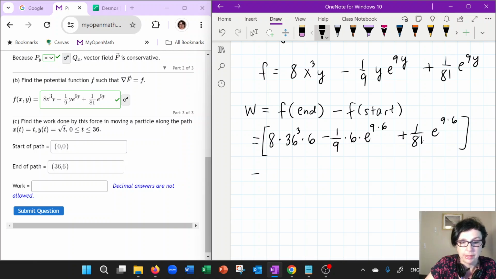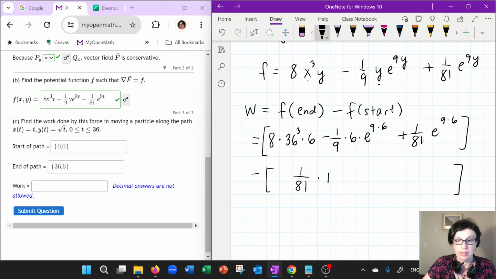Okay, minus. Now I want to substitute the start of the path. Well, that's 0, 0. If I substitute 0 for x, 0 for y, the first term will become 0. The second term will also become 0 because y is 0. However, the last term will not, because hopefully you know that e to the power 0 is not 0, it's just 1. So that's 1.